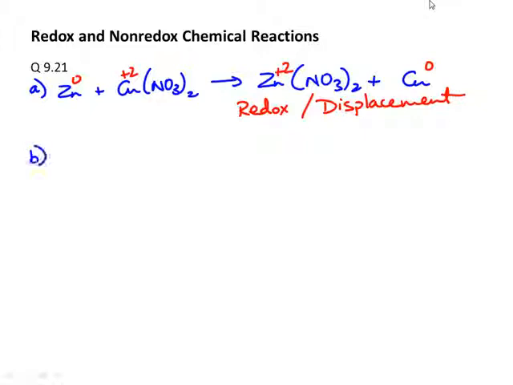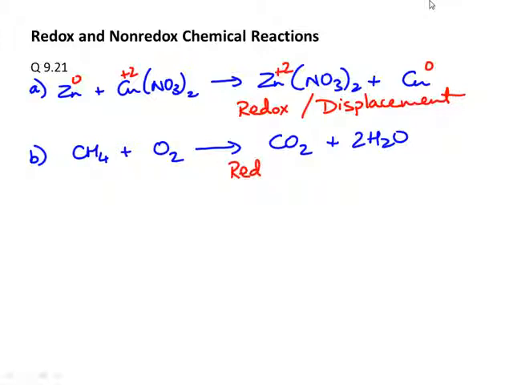Let's look at the next one. Methane, same thing, plus oxygen making CO2 plus 2H2O. Now this reaction is a redox process. There is oxygen being reduced and hydrogens being oxidized in the process, and at the same time, because a carbon hydrogen containing compound is reacting with gaseous oxygen to make carbon dioxide and water, it is also a combustion reaction.